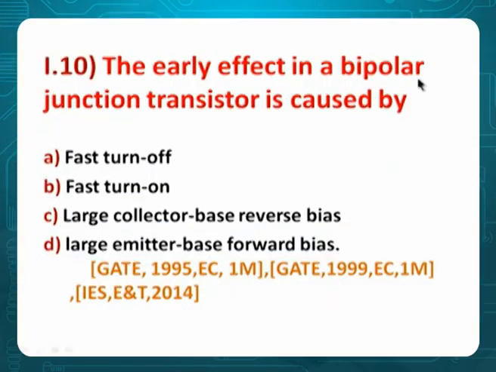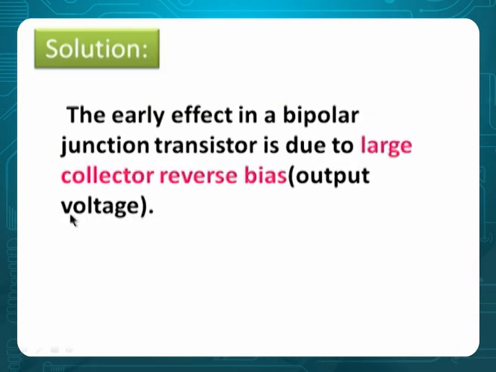Let's go to 10. The early effect in a bipolar junction transistor is caused by fast turn off, fast turn on, large collector base reverse bias, and large emitter base forward bias. As we have discussed a lot on early effect today, the answer option is C. They have asked almost 3 times the same question. Therefore, option is C. Early effect is linked to output collector current and collector voltage. Option is C.